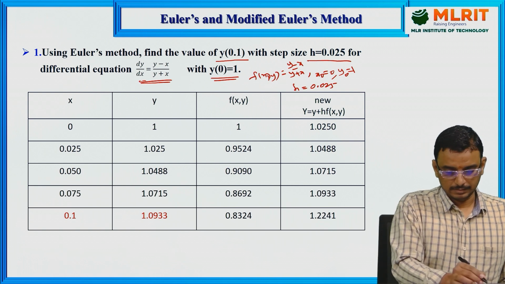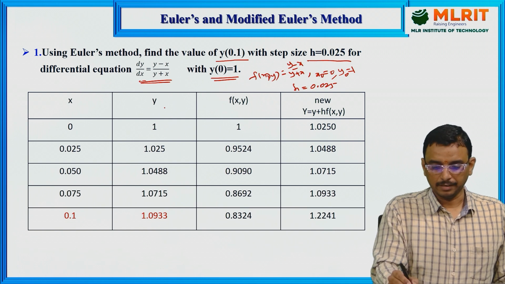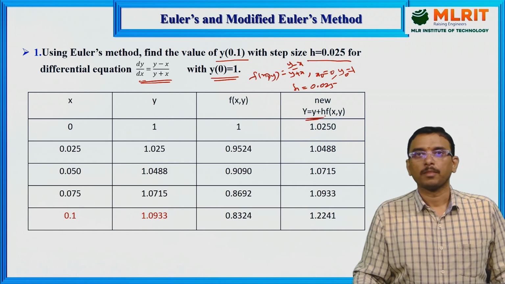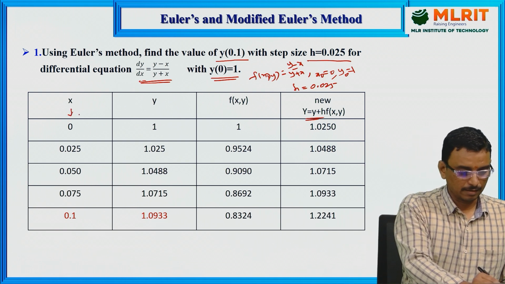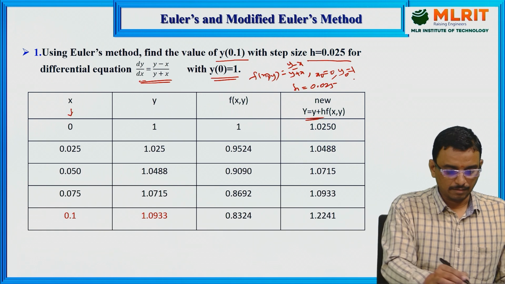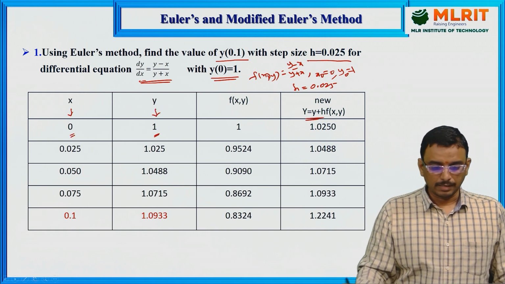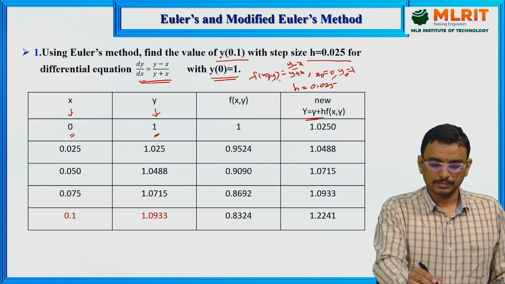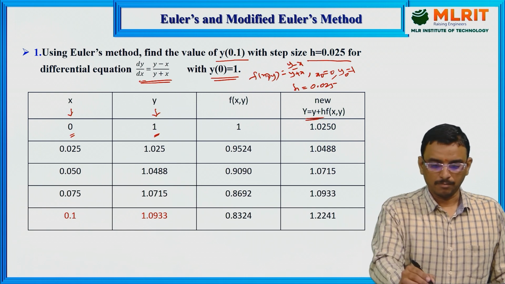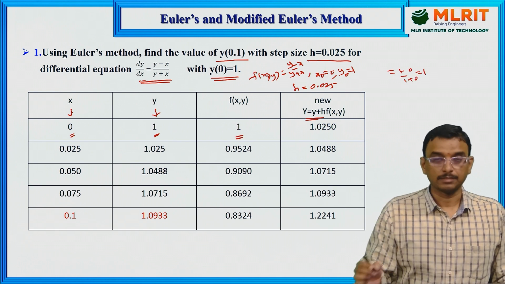So we are taking this table, and this is the x value or xi given, and this is the yi and f of x comma y, and this is the new value of y is equal to y plus h into f of x comma y. So here we are taking the initial value as 0 because x naught is 0, and the initial value of y is 1. Now we are taking the functional value of f of x comma y. So what is the function here? F of x comma y is equal to y minus x by y plus x. So that is 1 minus 0 by 1 plus 0. So we'll get 1. So here the function value is 1.